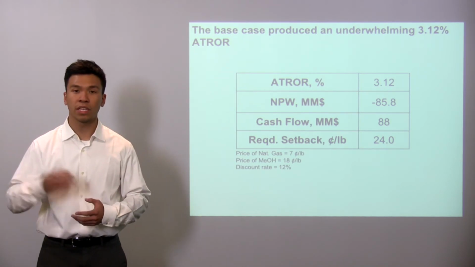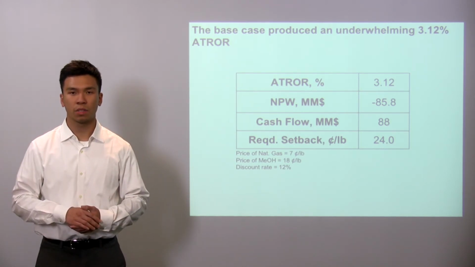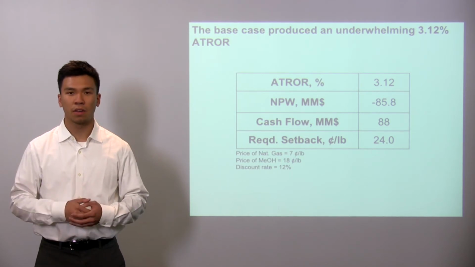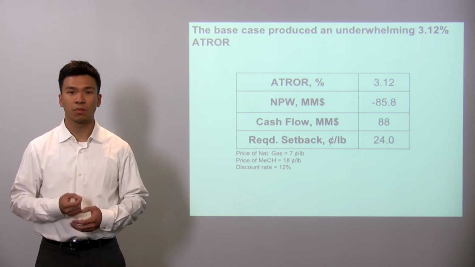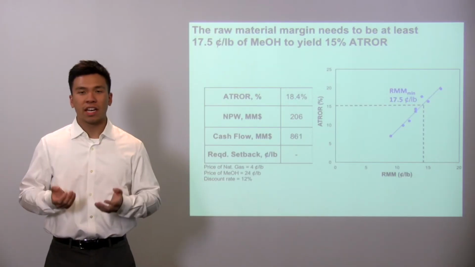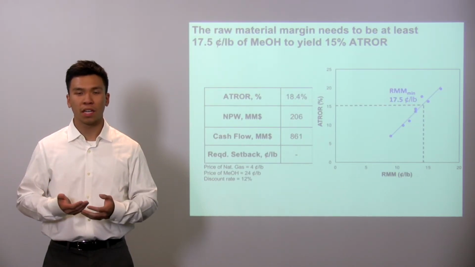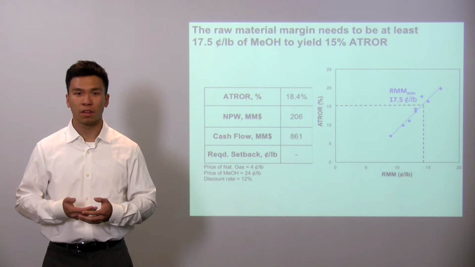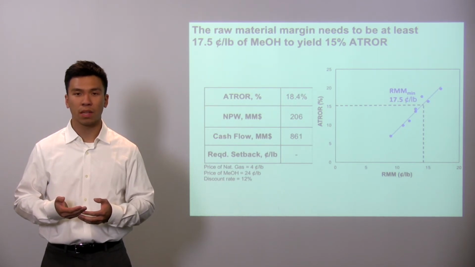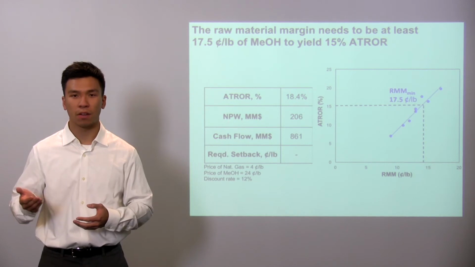In order for us to reach the 15% rate of return, the required price for methanol needed to be about 24 cents per pound. Due to changing economic climates, the price of methanol may fluctuate over time. As mentioned before by Brian, there is an increase in demand for methanol, so we ran cases where methanol ranged up to 24 cents a pound.